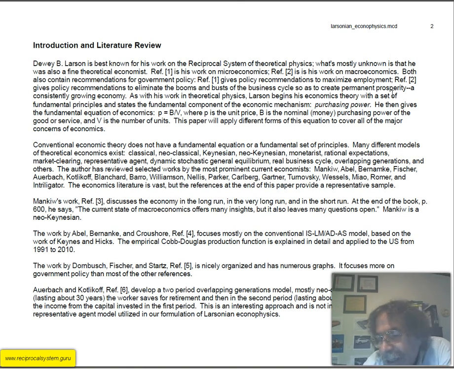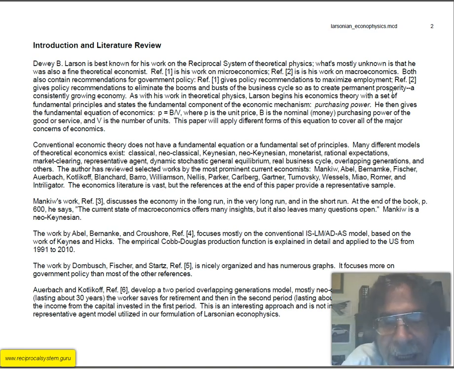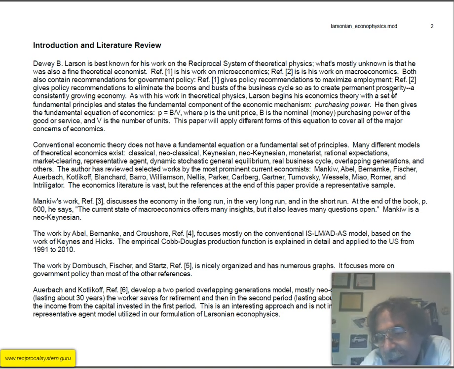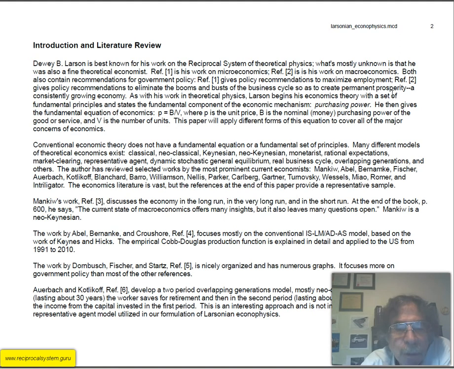Mankiw is a neo-Keynesian. The work by Abel, Bernanke, and Khrushchev, reference 4, focuses mostly on the conventional IS-LM/AD-AS model, based on the work of Keynes and Hicks. The empirical Cobb-Douglas production function is explained in detail and applied to the U.S. from 1991 to 2010. The work by Dornbusch, Fisher, and Startz, reference 5, is nicely organized and has numerous graphs. It focuses more on government policy than most of the other references.